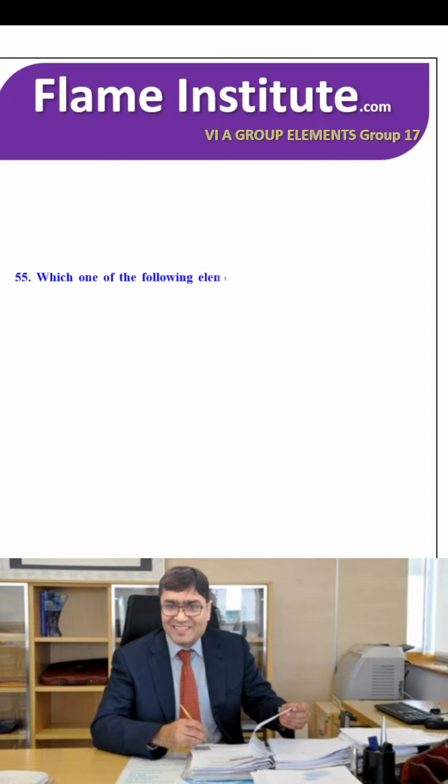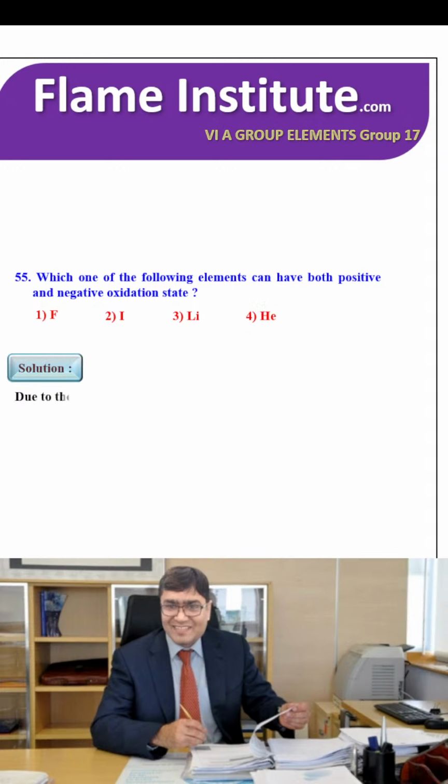Which of the following elements can have both positive and negative oxidation states? Fluorine, chlorine, iodine, lithium or helium. The right option is: due to the presence of empty d orbitals, iodine has both positive and negative oxidation states.